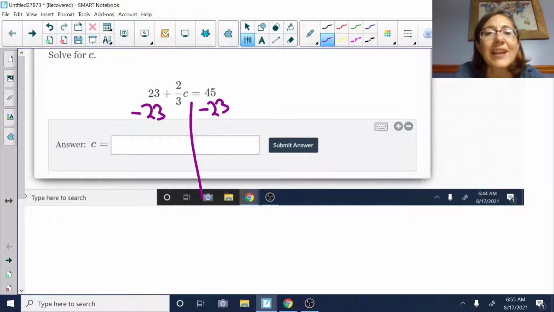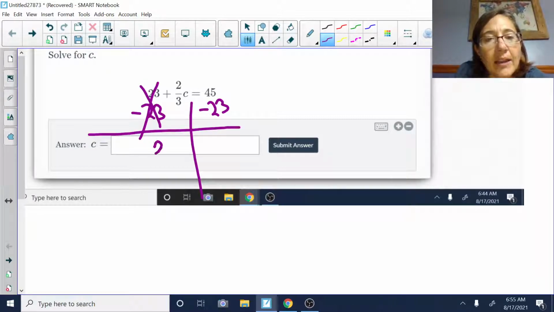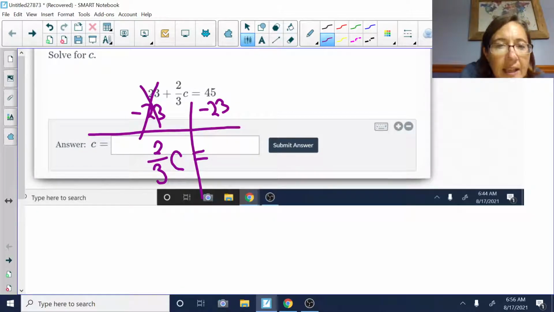I think I'll go ahead and draw a little line here so I can check the fairness aspect of it, and we can see something happening in purple on both sides, so that's good. So what that will do is that we'll remove these 23s. I'll bring down the 2/3 C, and on the right side of the equals, let's see, that is 22. So now we have a C that is multiplied by 2/3.